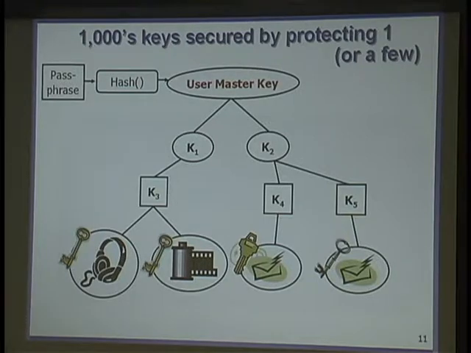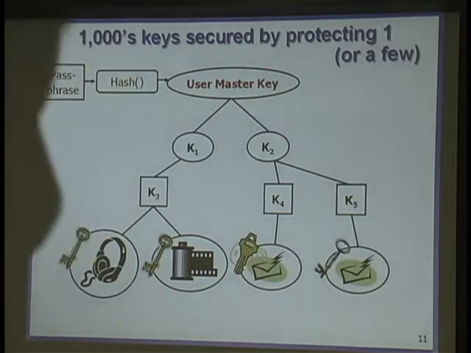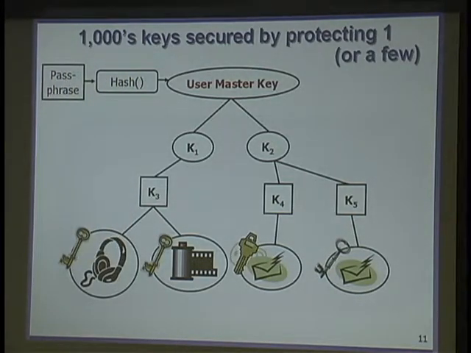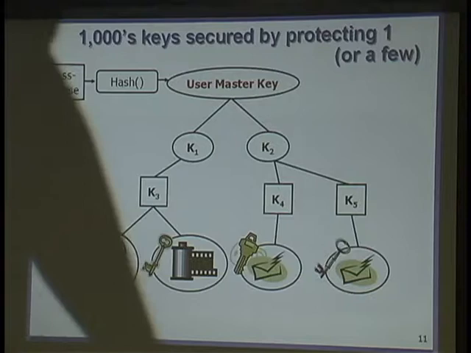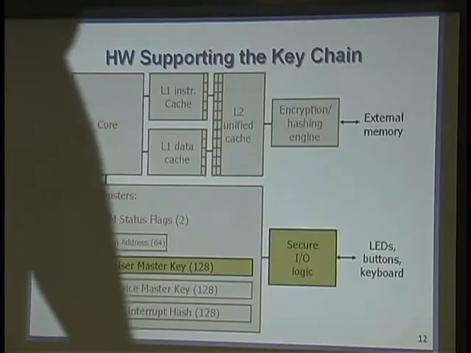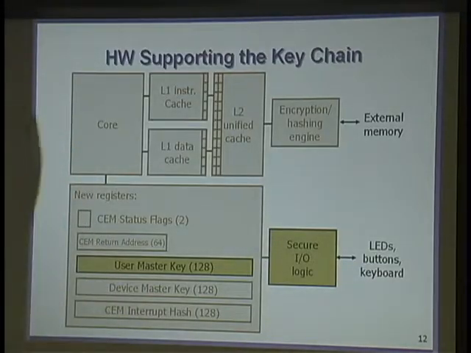Okay, so we are trying to see what are the fundamental things hardware could provide to enhance the security that the system could build. And we are saying that one user secret is essential. And this user secret we call the user master key.